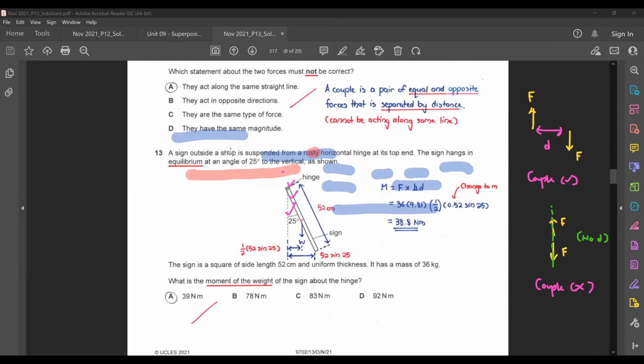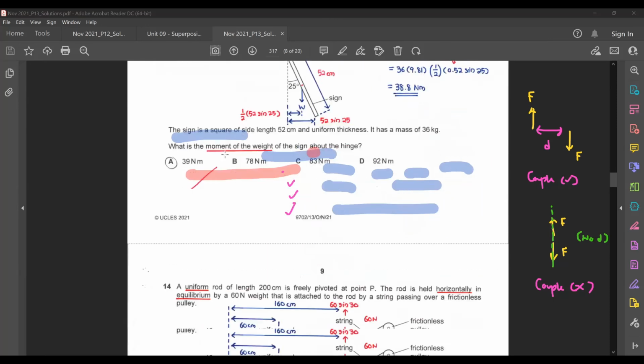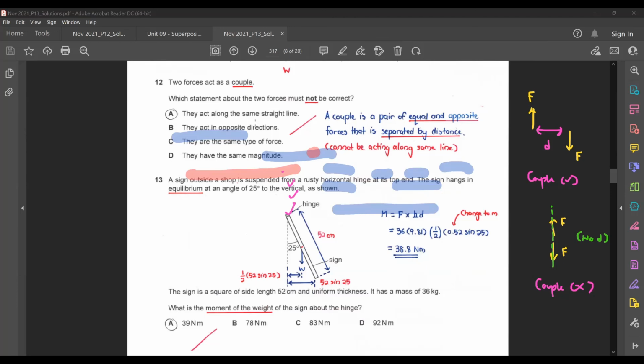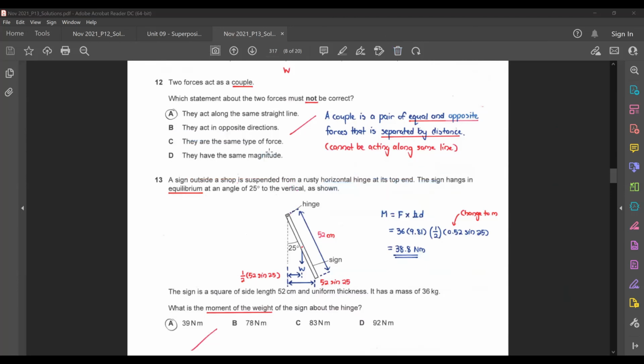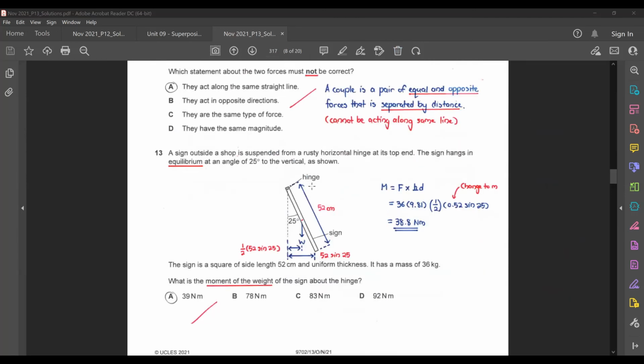Okay, so that one is okay. Then maybe I just do one more question for you guys before I end this. Now you have a sign outside a shop that is suspended from a rusty horizontal hinge at the top end. The sign hangs in equilibrium at an angle of 25 degrees to the vertical as shown. The sign is a square of side length 52 centimeter and uniform thickness. It has a mass of 36 kg. What is the moment caused by the weight of the sign about the hinge?